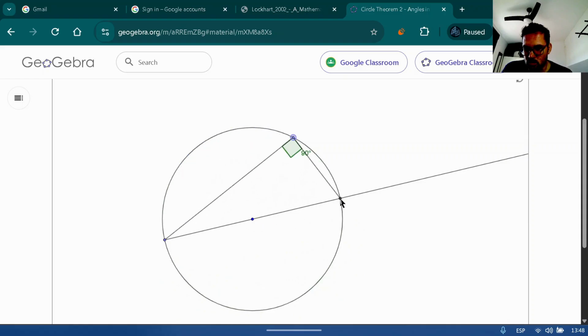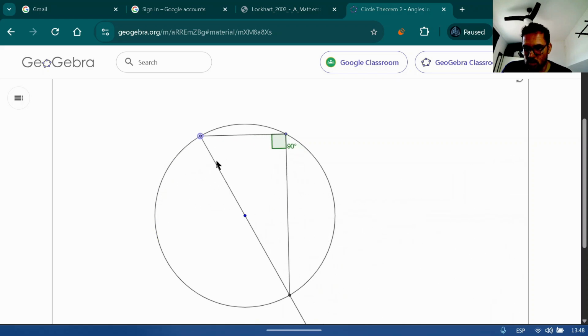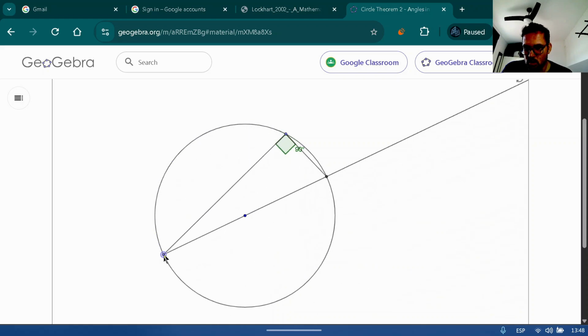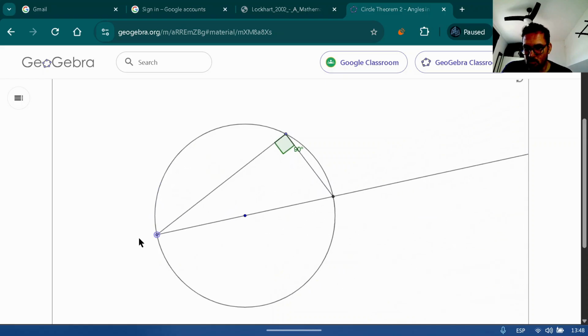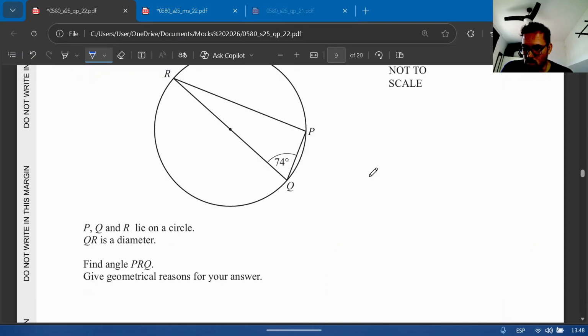This is fun. Can we change anything? Yes, we can change that. See, it stays 90 degrees. So angle in a semicircle. You need to know those words as well. Angle in a semicircle is always 90 degrees. So that means we know this is 90.